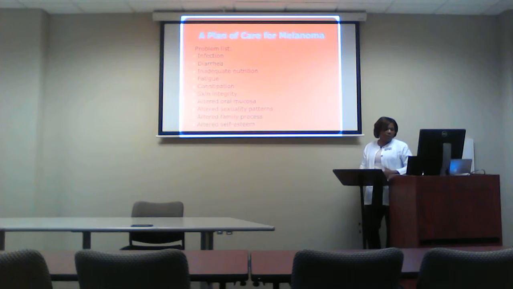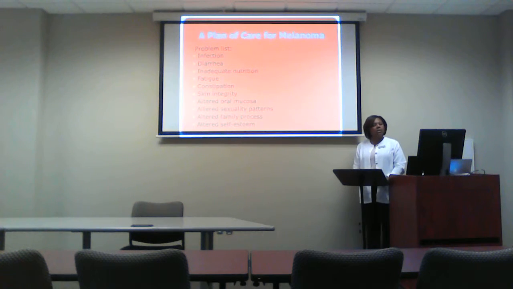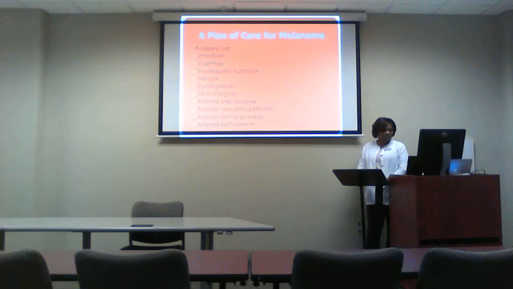The plan of care for melanoma. The problem is you can have infection. You can get diarrhea. Some of the medications cause it. That's a side effect. Inadequate nutrition, fatigue, constipation, skin integrity. Remember, melanoma is a skin cancer, so that can be interrupted as well.